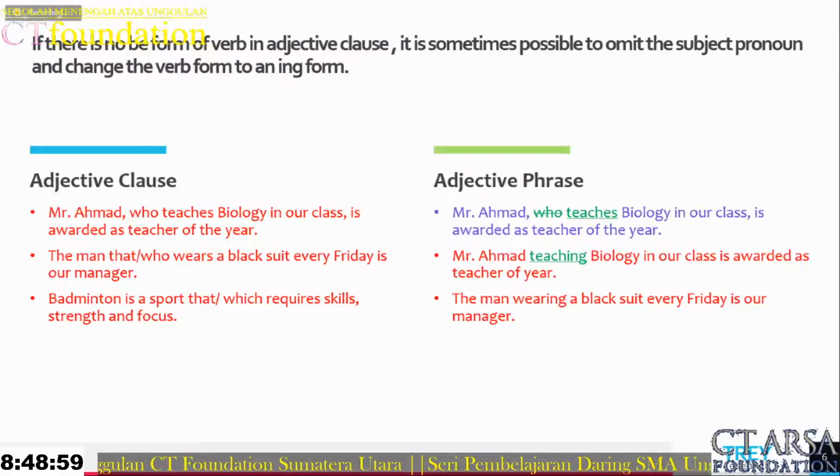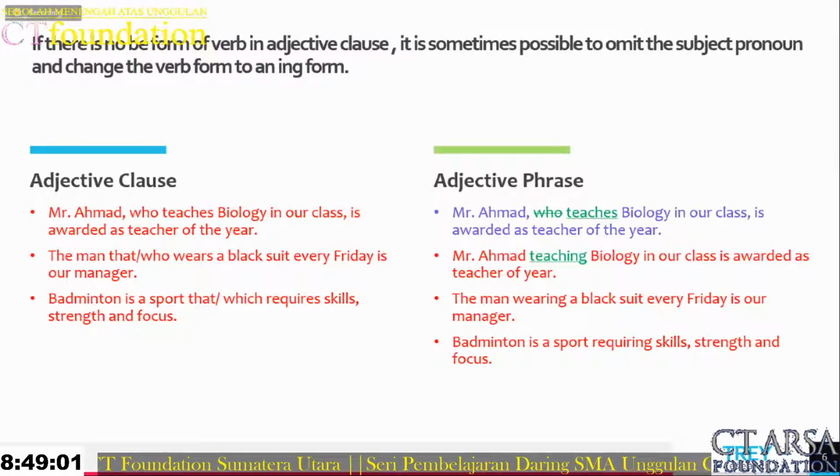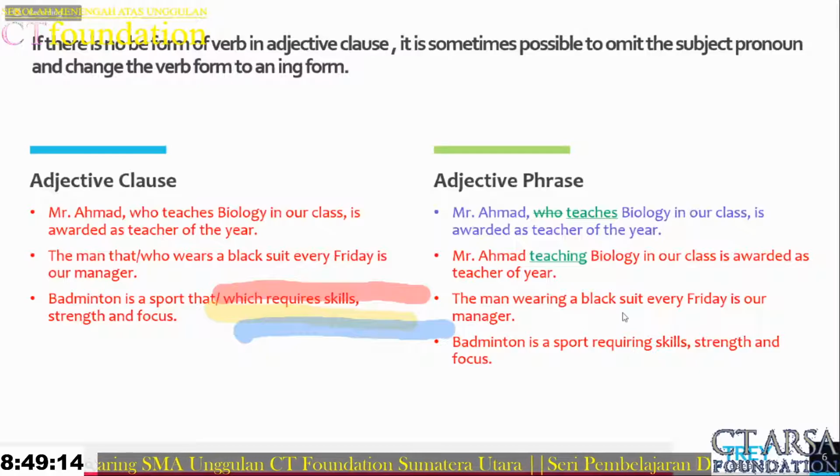Number three, badminton is a sport requiring skill, strength, and focus. Okay, badminton is a sport. So the adjective phrase is describing the sport. The adjective phrase is describing the sport here, a sport.